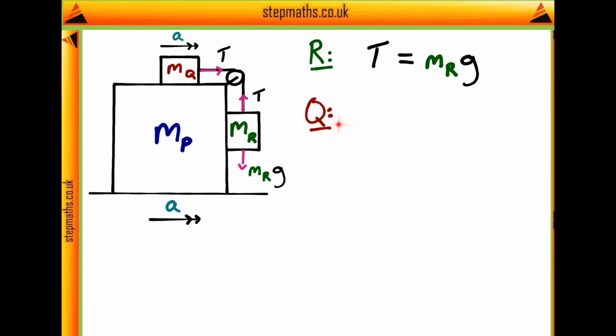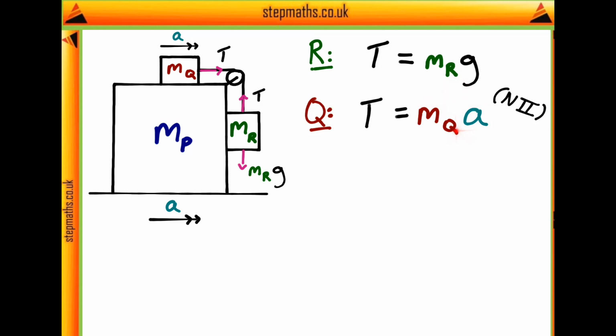We can then do the same thing for our block Q. Using Newton's second law, we know that the tension in the string is equal to the mass of the block multiplied by its acceleration. With these two expressions, we can eliminate T by equating them to one another, or dividing, or any other means.